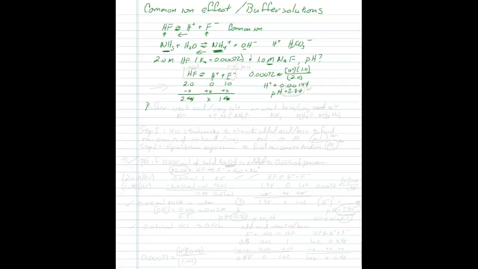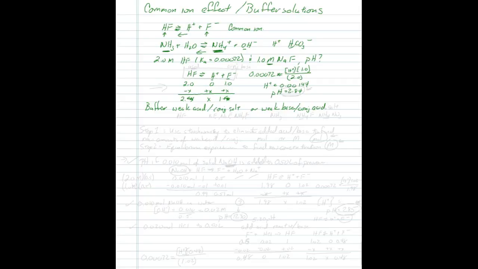So a buffered solution occurs when you mix a weak acid and its conjugate salt, or a weak base and its conjugate acid. Either one of those two will work.